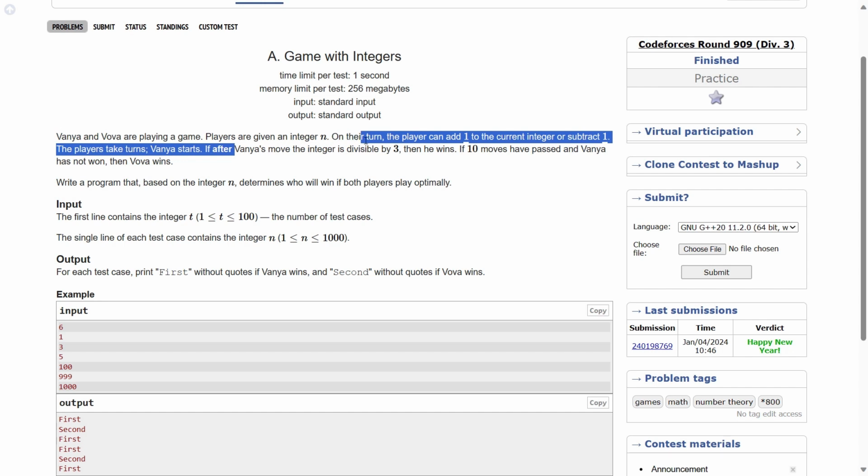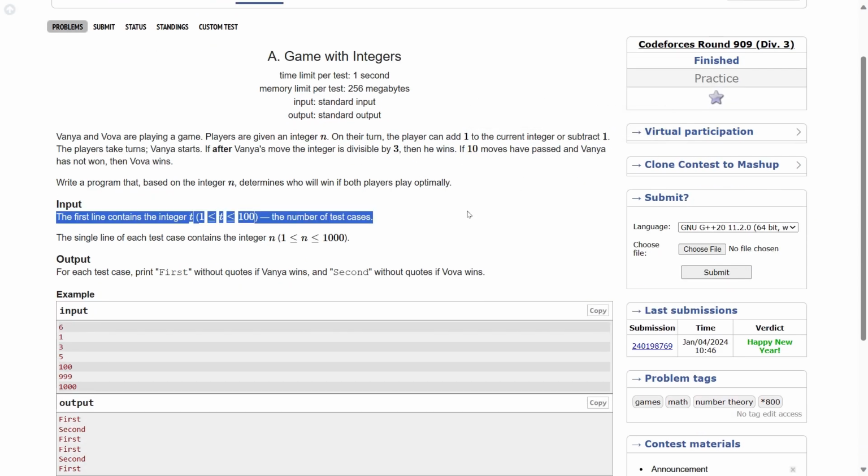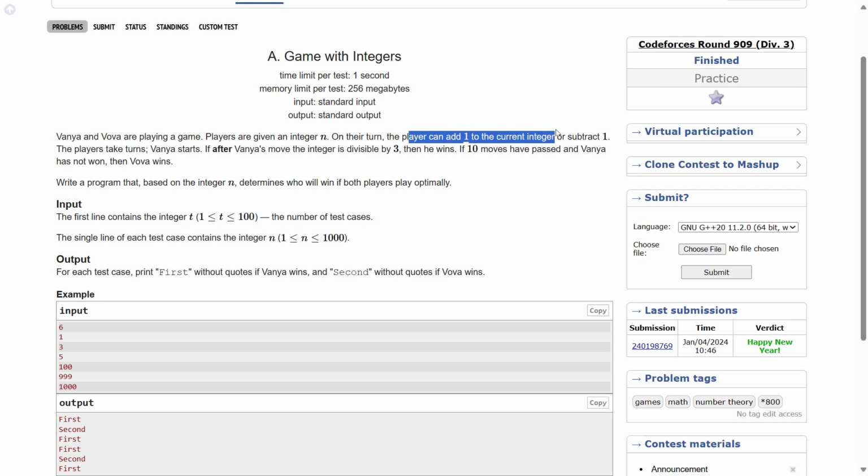If after Vanya's move the integer is divisible by 3, then he wins. So every player has the option to either add 1 to the current integer or subtract 1. The game is started by Vanya, and if after his move the integer is divisible by 3, then he wins. One move consists of either adding 1 or subtracting 1. If 10 moves have passed and Vanya has not won, Vova wins.